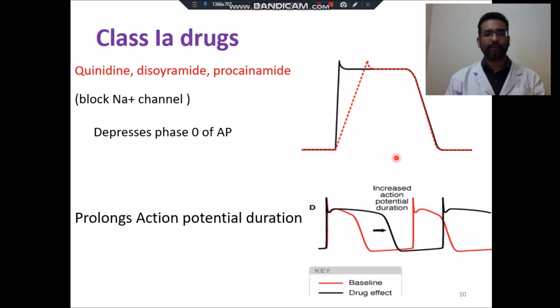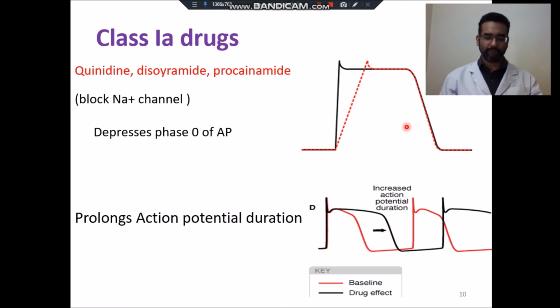So what do class 1A drugs do? They have two mechanisms. Firstly, they depress the slope of the phase 0 depolarization. Normally those sodium channels will open fast, they allow rapid influx of sodium, so you see such a steep depolarization phase. When you give a class 1A drug, the depolarization will occur at a slower rate. The slope is suppressed. And the second mechanism they exert is that they also increase the action potential duration.